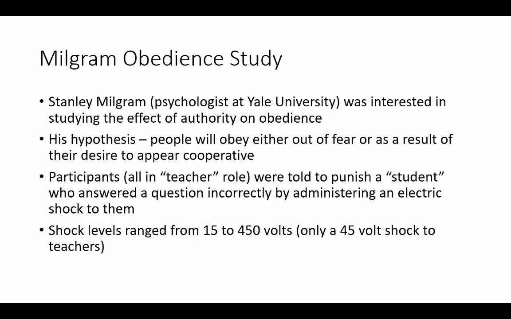Milgram selected participants for his experiment by newspaper advertising for male participants to take part in a study of learning at Yale University. The procedure was that the participants were paired with another person, and they drew lots to find out who was the learner and who was the teacher. The draw was fixed so that the participant was always the teacher, and the learner was one of Milgram's research assistants, pretending to be a real participant.